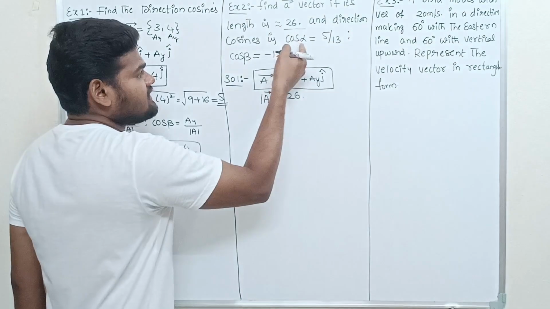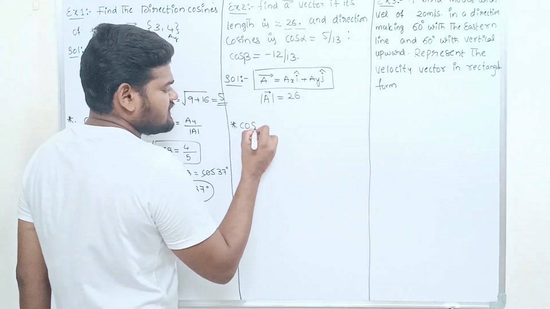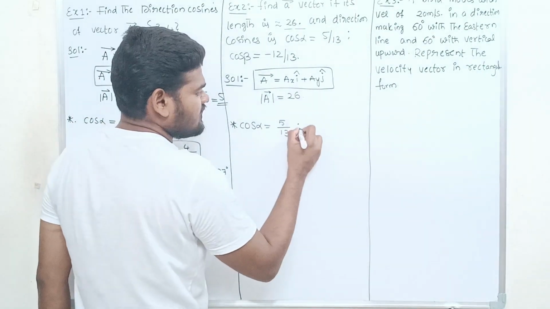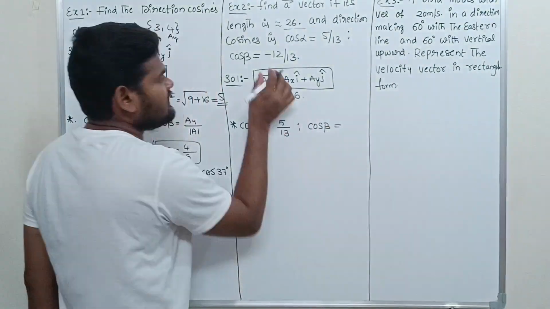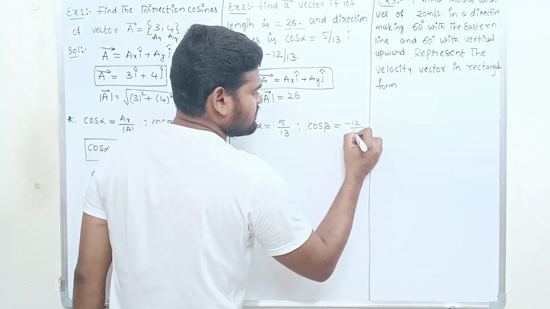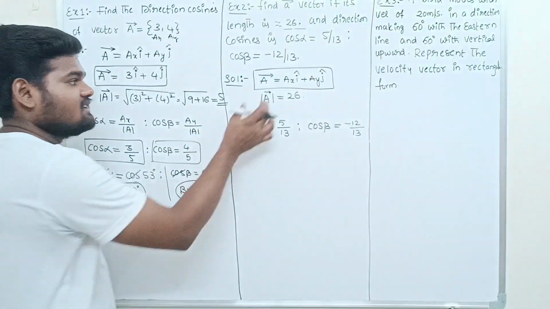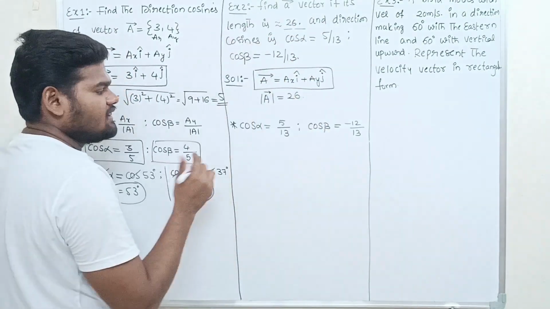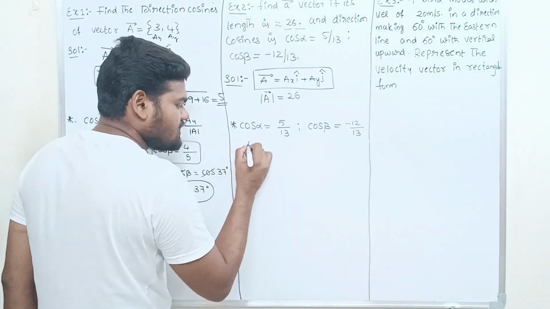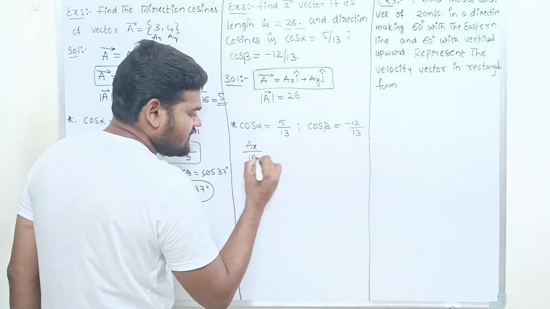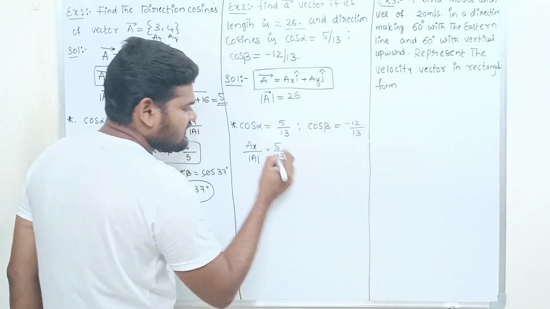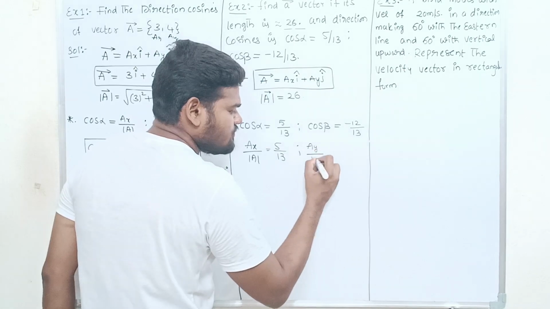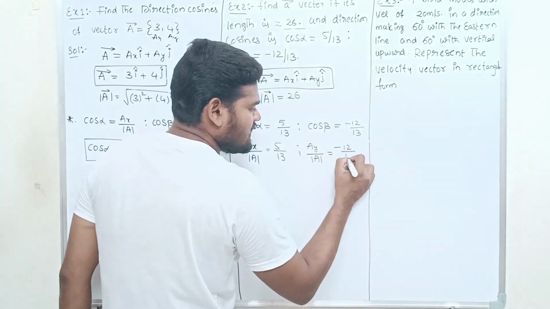Okay. So also they are given cos alpha. What is the value of cos alpha? Cos alpha is equal to 5 by 13 and cos beta is given. What is cos beta? Minus 12 by 13. Are you getting any doubts? We have to find using this information they are given. What is cos alpha? Cos alpha is nothing but ax by magnitude of a, that is equal to 5 by 13. Cos beta means ay by magnitude of a, that is equal to minus 12 by 13.